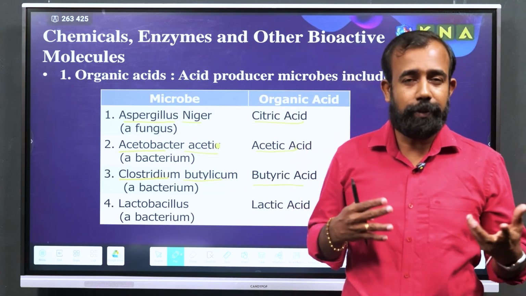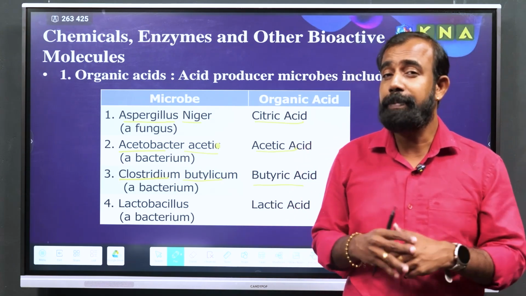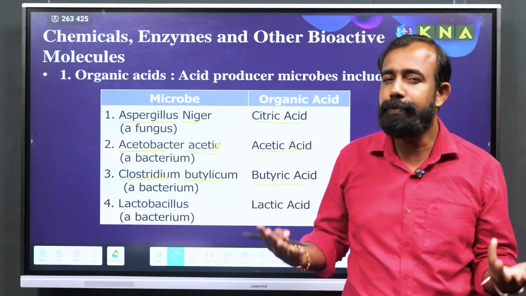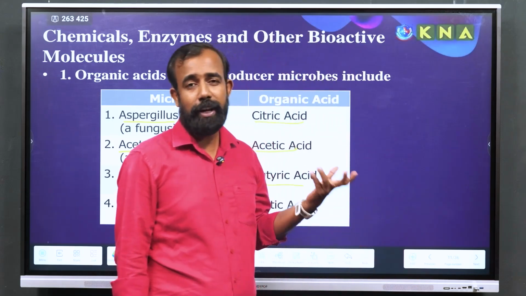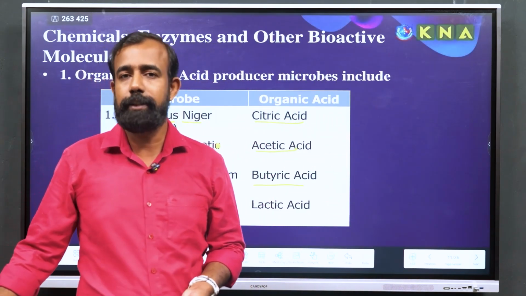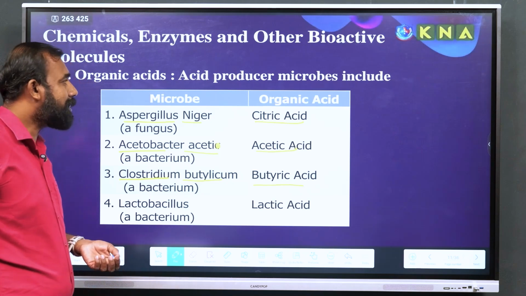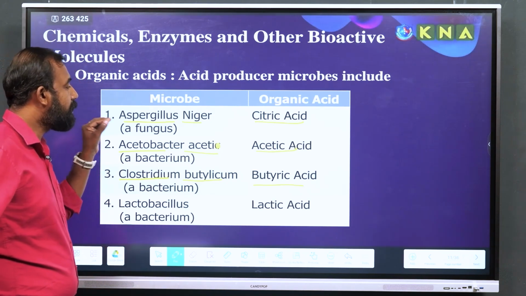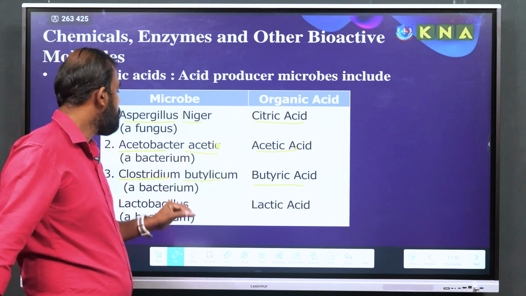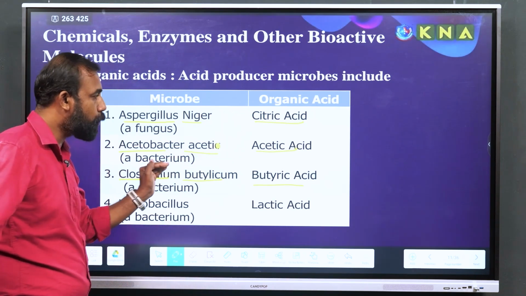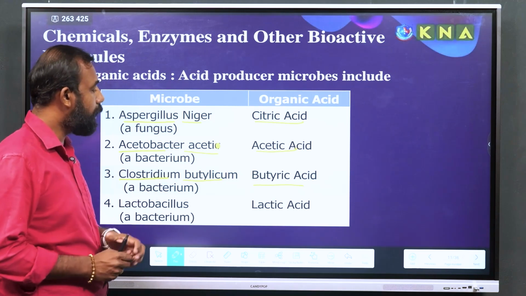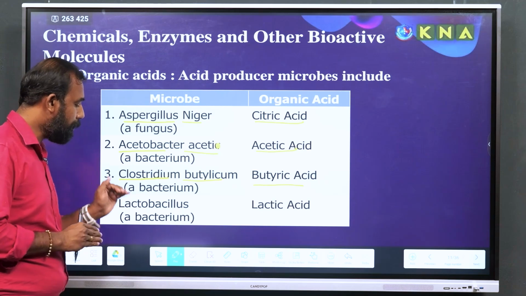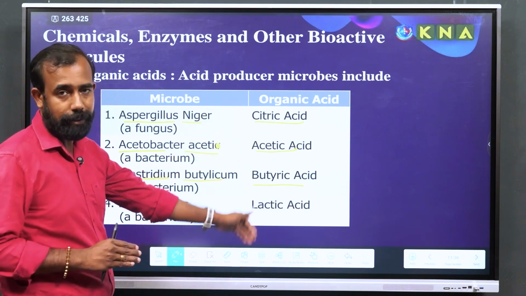So the first antibiotic is penicillin. It is obtained from the mold Penicillium notatum. It was discovered by Alexander Fleming. Chain, Florey and Fleming were awarded the Nobel Prize in 1945. Next, microbes are used for the production of some organic acids. Aspergillus niger, a fungus, is used to produce citric acid. Acetobacter aceti, a bacterium, is used to produce acetic acid. Clostridium butylicum, a bacterium, is used to produce butyric acid. Lactobacillus, a bacterium, is used to produce lactic acid.